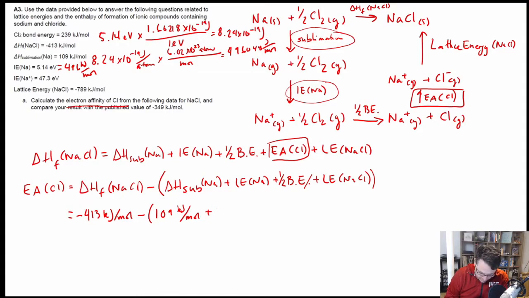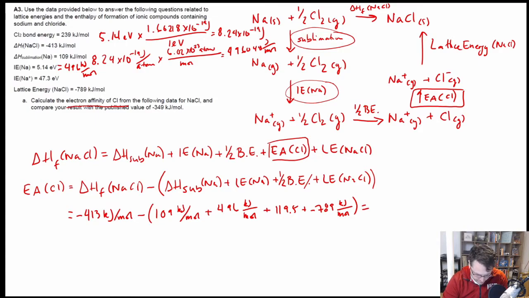So plus 496 kilojoules per mole plus, right, 1/2 of the bond energy of Cl2, right? So that's 239 divided by 2, so that comes out to being 119.5. Plus the lattice energy, which is negative 789 kilojoules per mole, right? So we have all that.